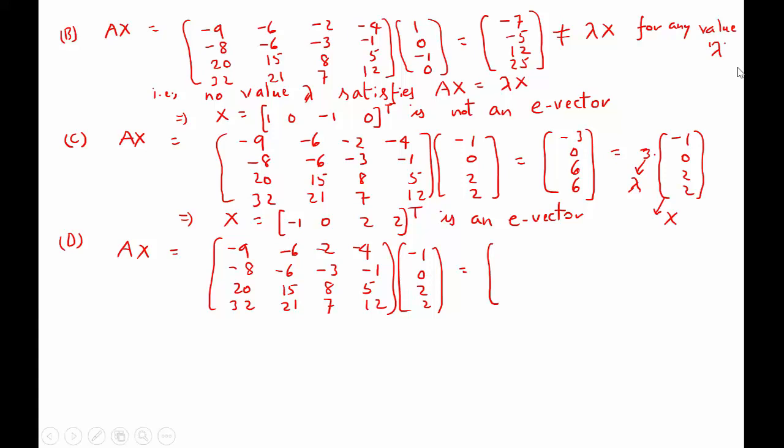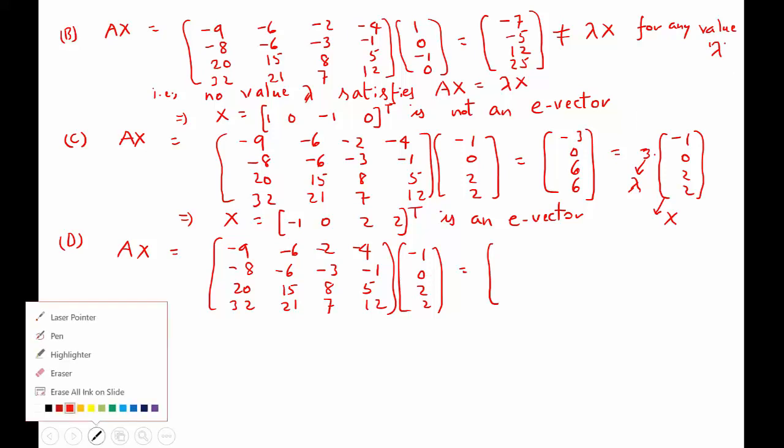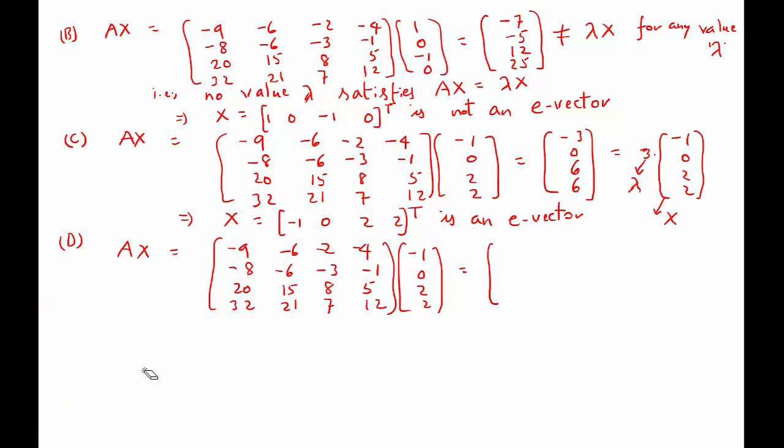Kindly excuse me. This D vector is 0, 1, minus 3, 0.